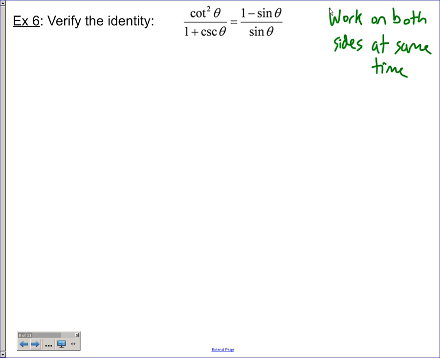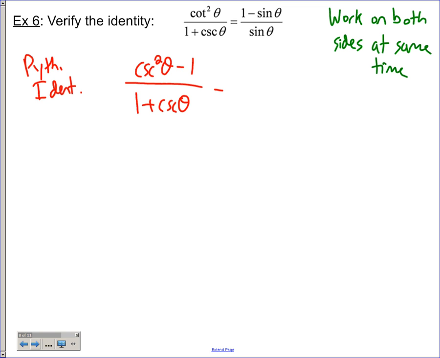So the left-hand side, I'm going to use the Pythagorean identity. And because I notice that I have cosecant on the bottom, and because cotangent squared relates to cosecant, I'm going to turn cotangent squared into cosecant by using the Pythagorean identity. So here I get cosecant squared theta minus 1 over 1 plus cosecant theta. That's my left-hand side. And my right-hand side, I'm going to separate into 1 over sine of theta minus sine of theta over sine of theta. Okay. So I separated.